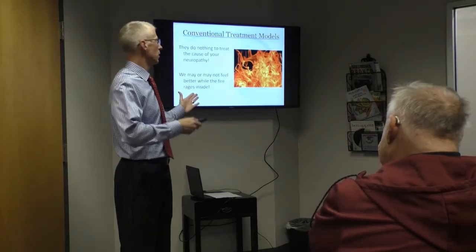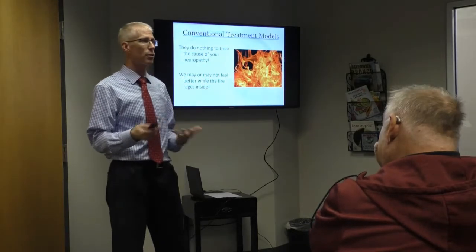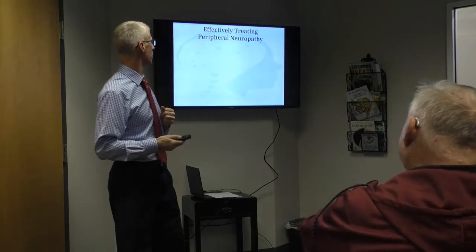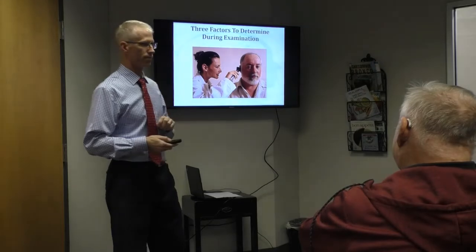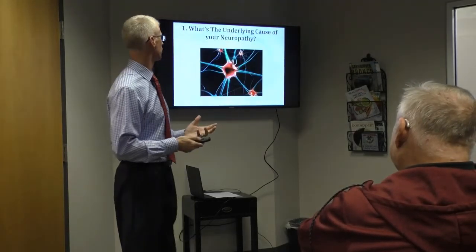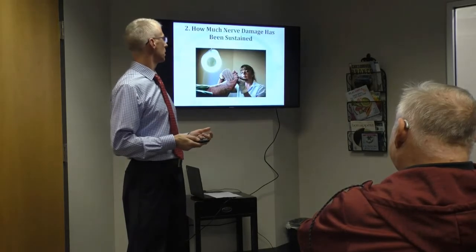So if we want to put out this fire that's going on and help the nerves, we have to do more than just suppress the brain function that's involved. So there's some hope. We can figure it out. Here's how we do it. Three factors. This is the example. So now we're looking at how do we solve the problem. You guys with me? What's the underlying cause of neuropathy?